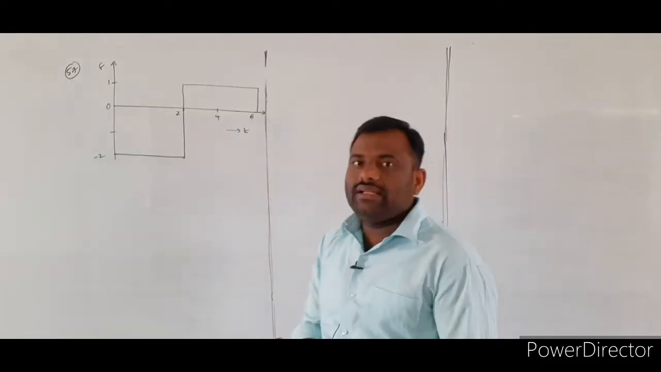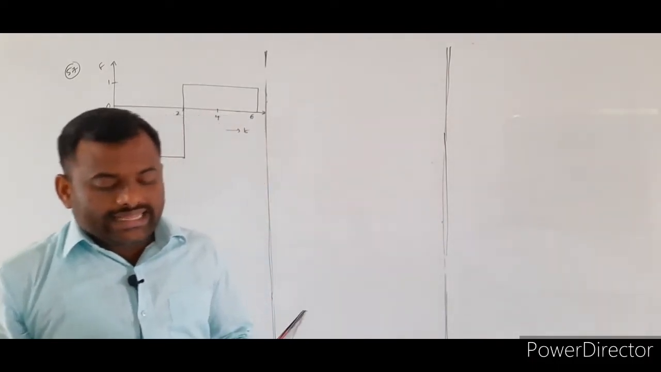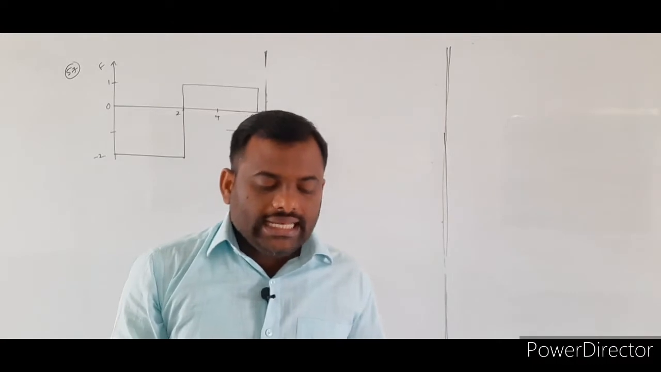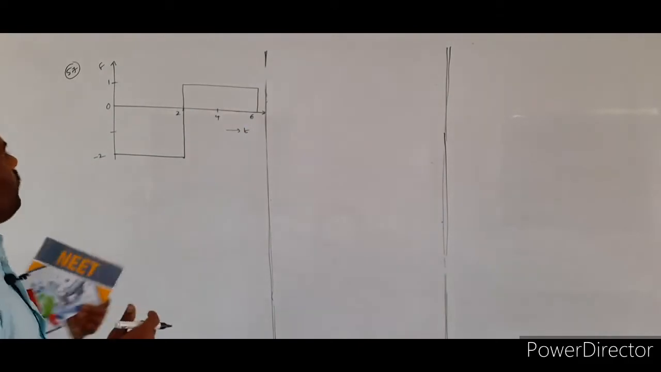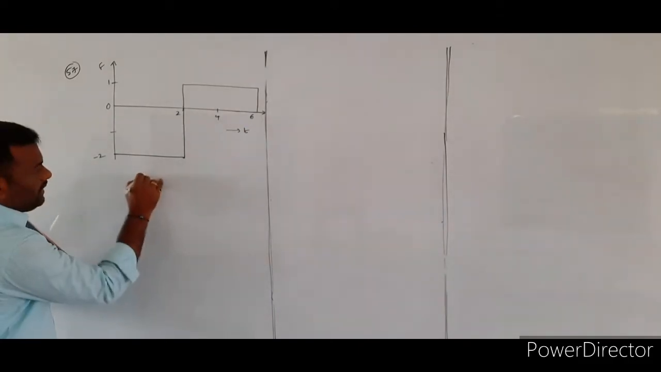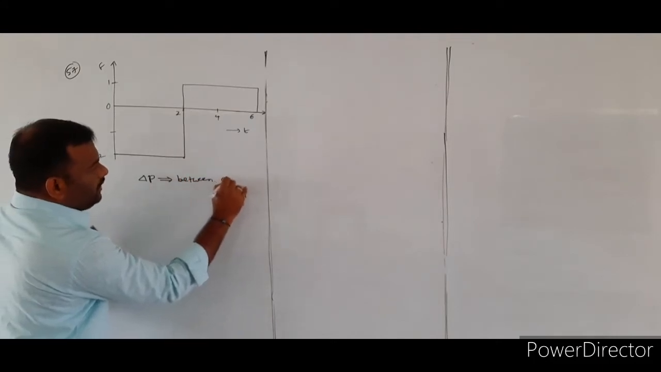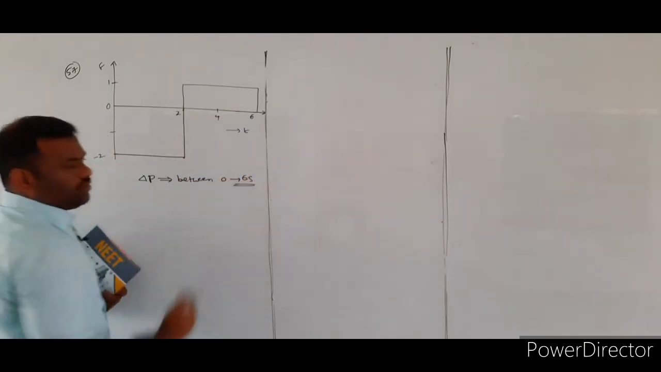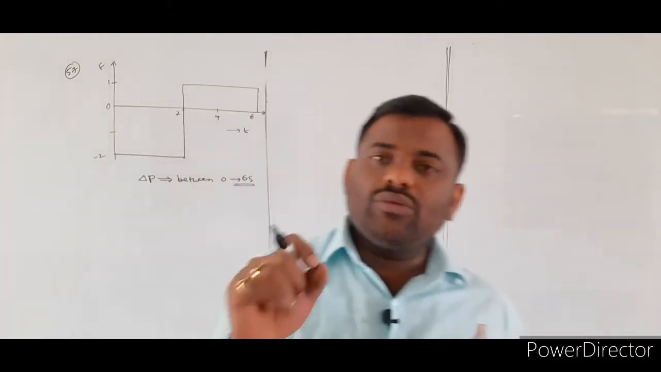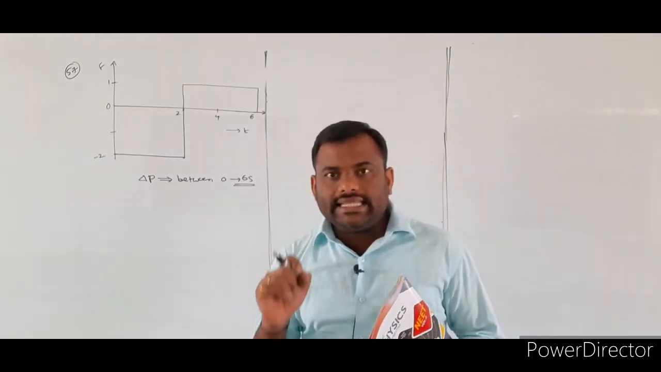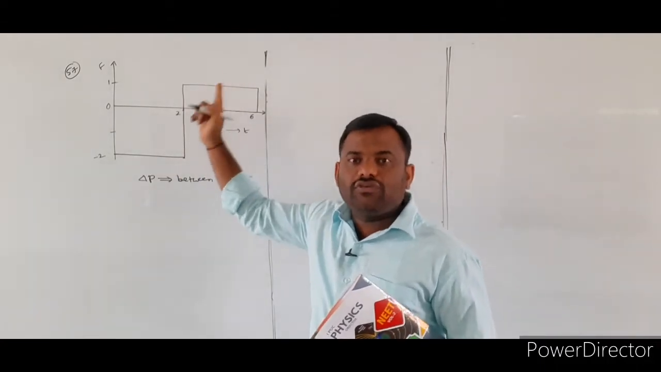Numerical number 57. In numerical number 57, again the force time graph is given. Again they are asking to find the change in linear momentum between 0 to 6 seconds. So again, what value are they asking? Change in momentum value between 0 to 6 seconds. Already we told in the previous numerical, change in momentum value is nothing but the area bounded by the force time graph.